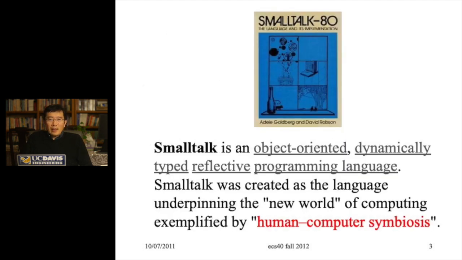So one of the earliest object-oriented programming languages is called Smalltalk. This short paragraph I actually quoted from the Wikipedia page for the programming language Smalltalk. I'll just read it to you. Smalltalk is an object-oriented, dynamically typed, reflective programming language. Smalltalk was created as the language underpinning the new world of computing exemplified by human-computer symbiosis.